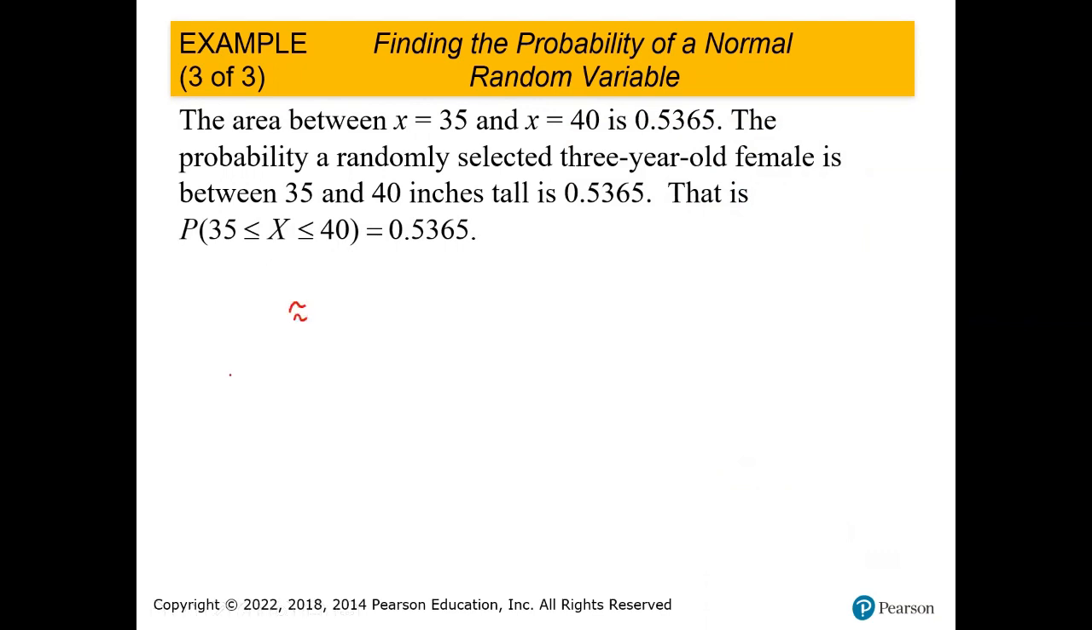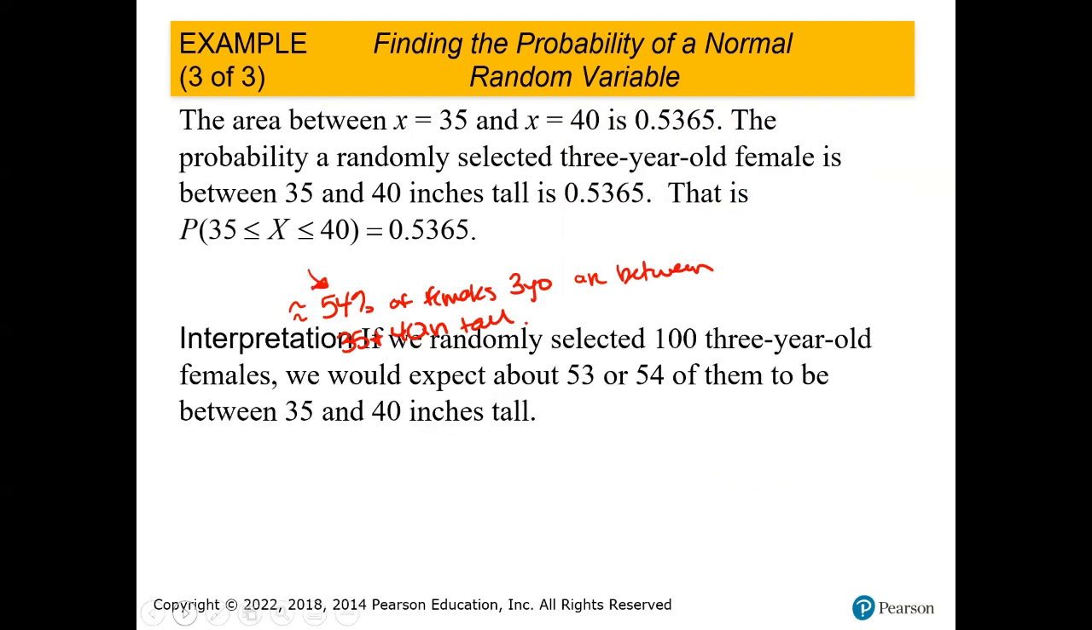Or, if I were to round this, about 54% of our 3-year-old females are between 35 and 40 inches tall. Or I could say the proportion of 3-year-old females between 35 and 40 inches tall is 0.5365. So it's just a matter of how you want to interpret that, how whatever you're reading, that person wanted to write the result in terms of probability, proportion, or as a percent like this.